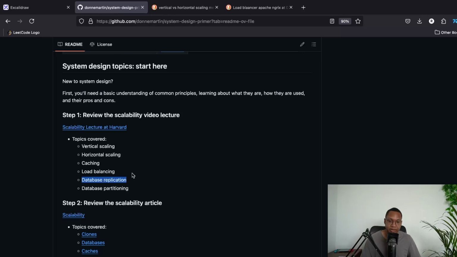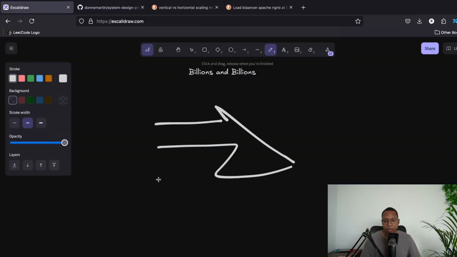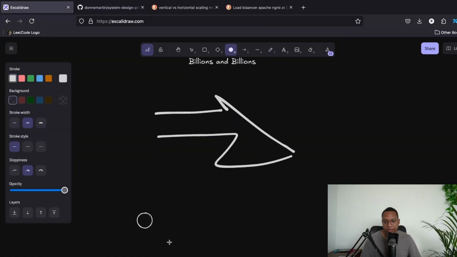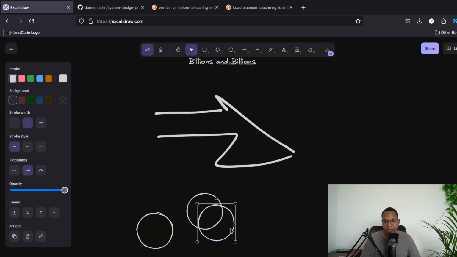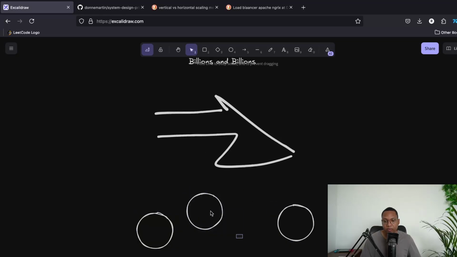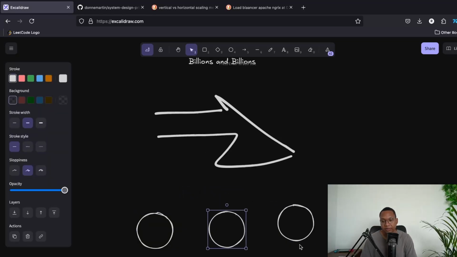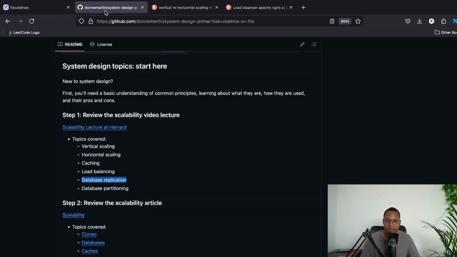Database replication is this idea of having multiple databases so that your data is good. So you have one database, two database, three database. Now, if one goes down, we have copies of it. It's good to have copies of data.